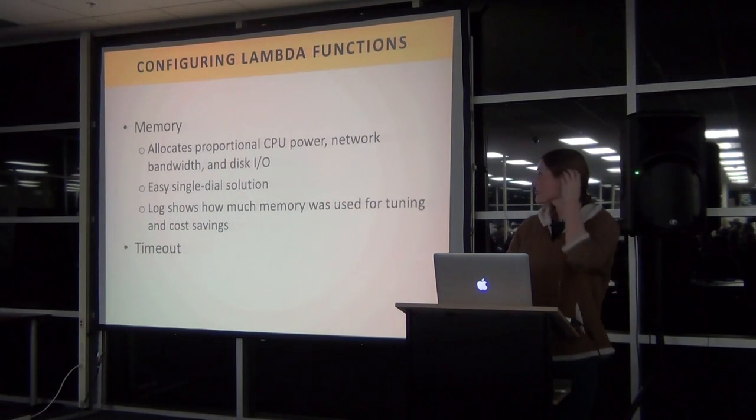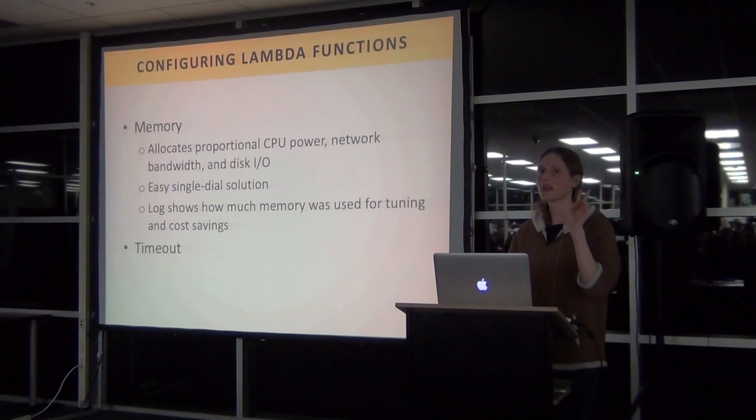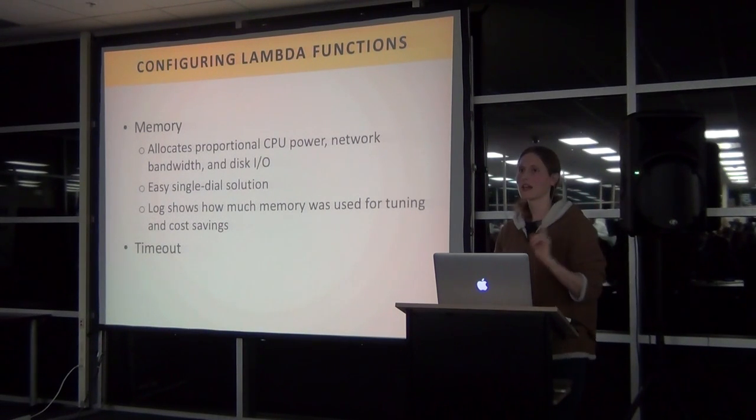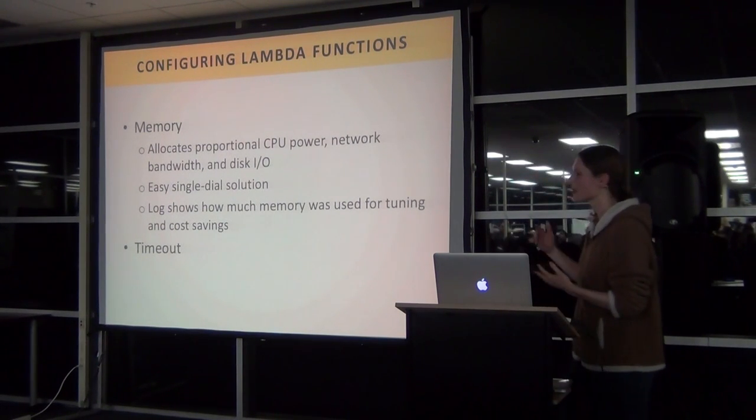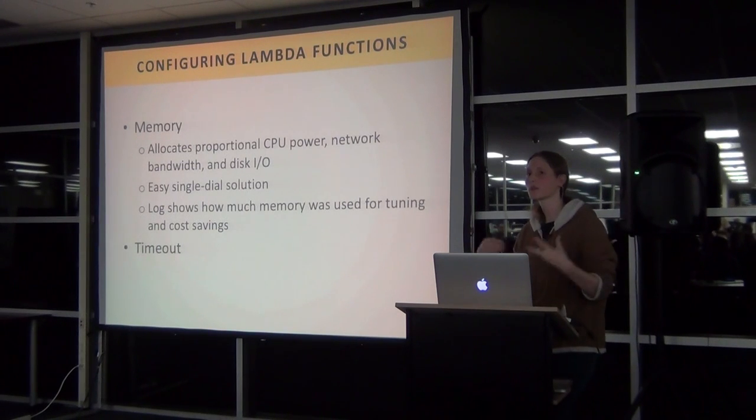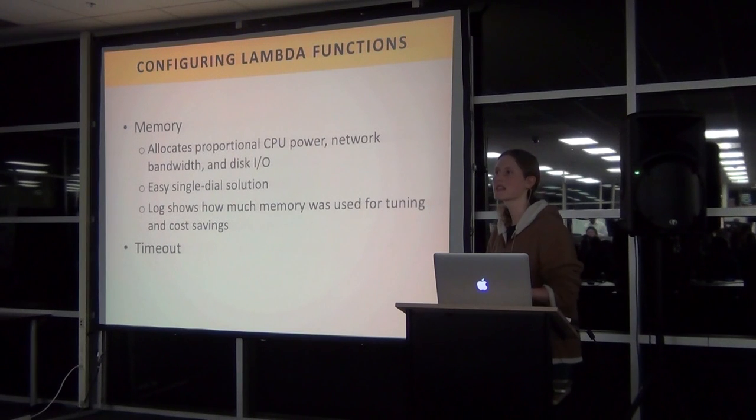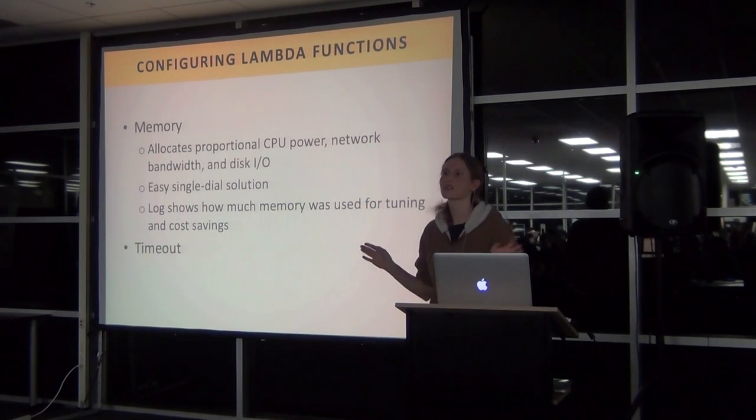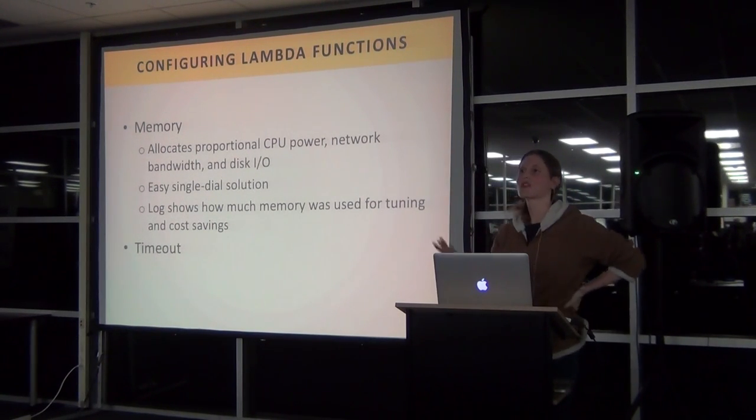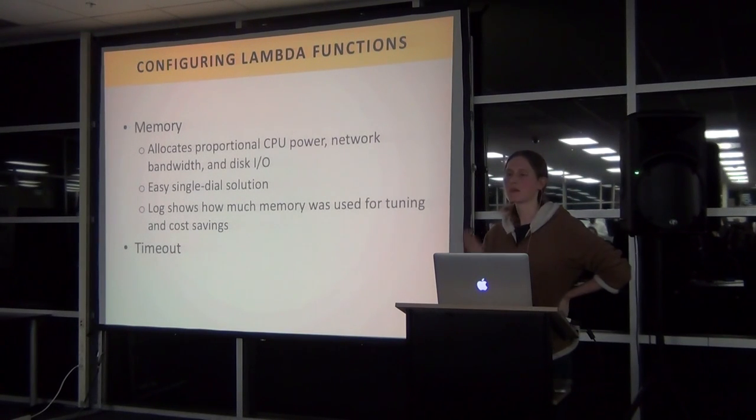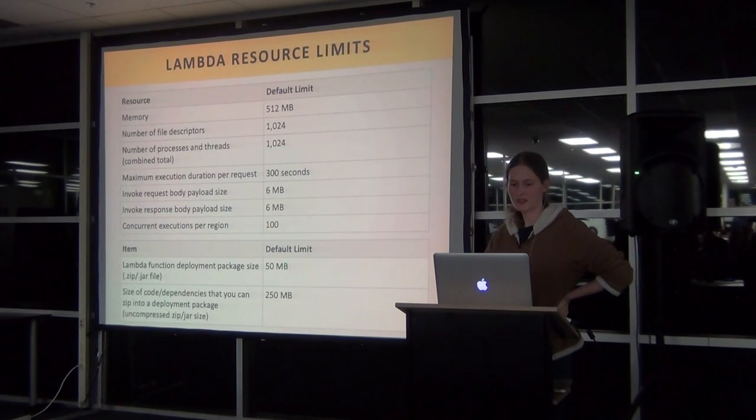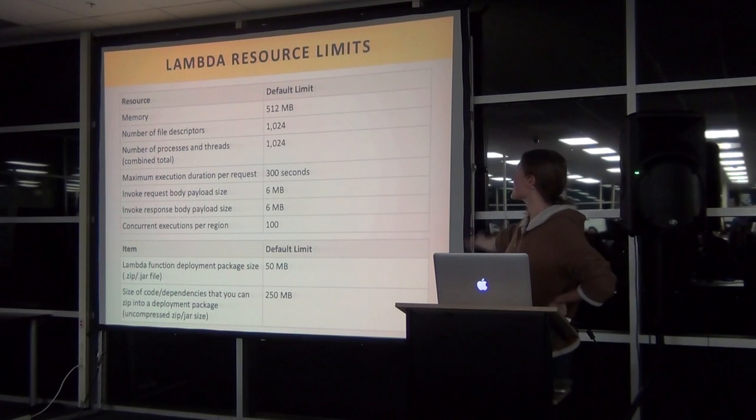For configuring your Lambda function, you basically can only set two things. You can set your memory and your timeout. With your memory, the Lambda microenvironment will allocate proportional CPU, network bandwidth, and disk I/O. They did this because it's just an easy single dial solution. If you want to tune, you can check your logs to see how much memory you actually used compared to how much you have allocated. And then you can set a timeout. These are some resource limits.